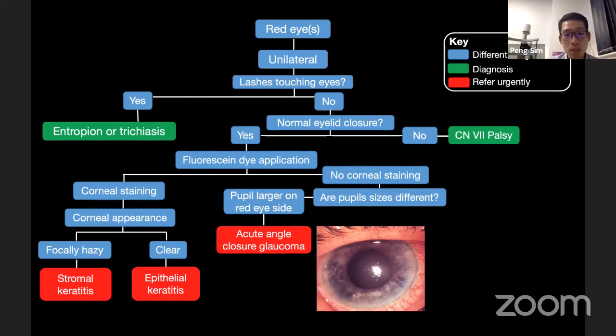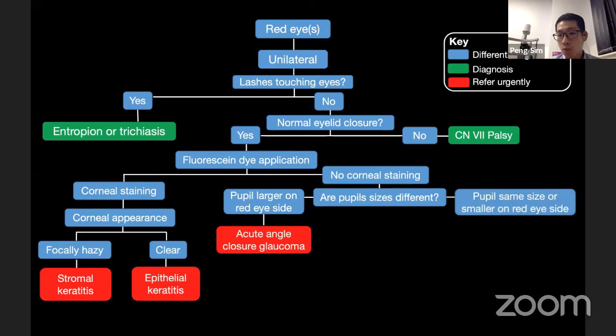So when you see someone with a unilateral red eye where the pupil is much bigger, you must think about acute angle closure glaucoma. And if you have to take anything from this algorithm and just get one thing right, I'll be happy if you get this right, because this is a potentially blinding disease. So then if the pupil's smaller or the same size, then there are other conditions to also think about.